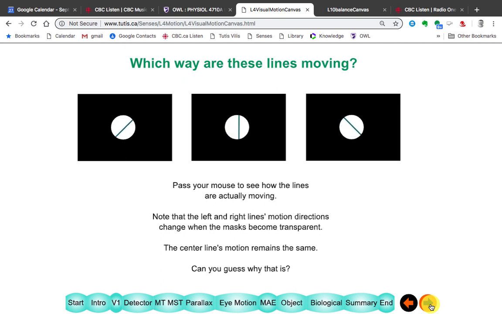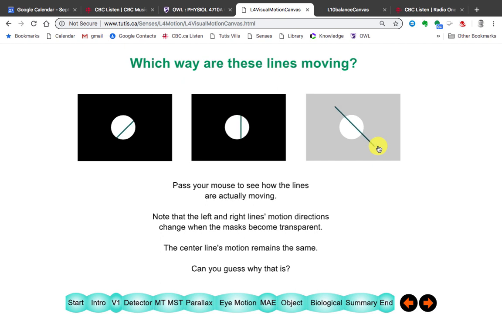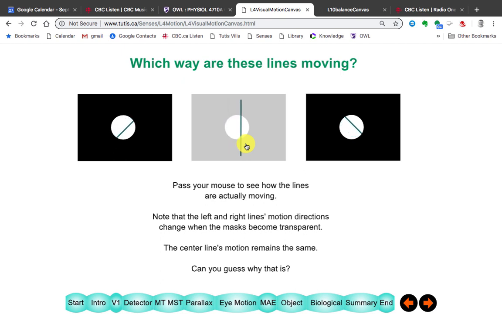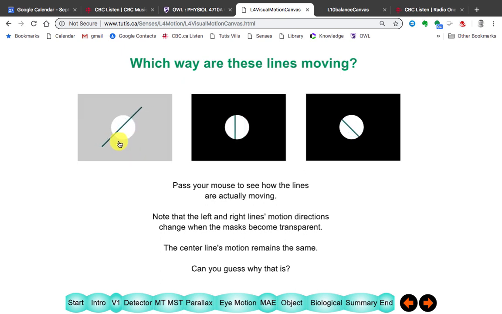Now, telling what direction things are moving is not as easy as you might think. You might think that all these lines are moving in different directions, and that's because all you can see about the lines is what you can see through the round hole. But if I look here, this line is moving actually horizontally. This line is moving horizontally. And this line is moving horizontally.